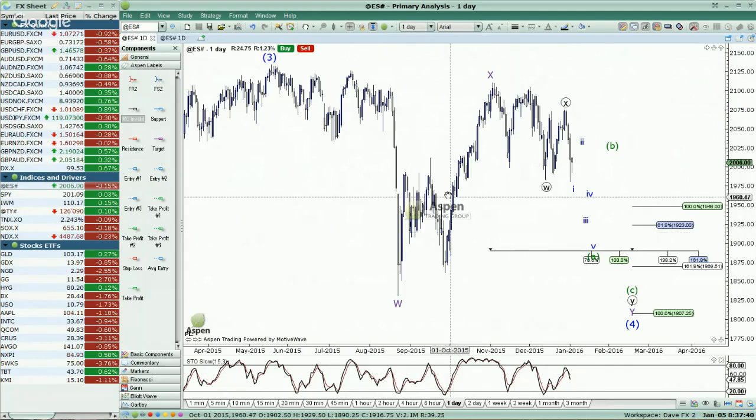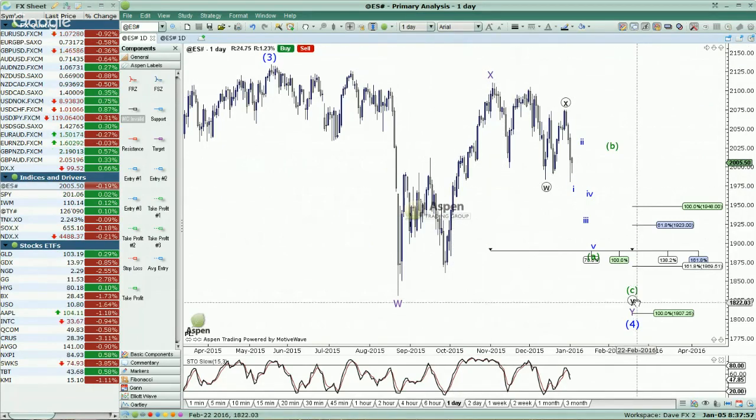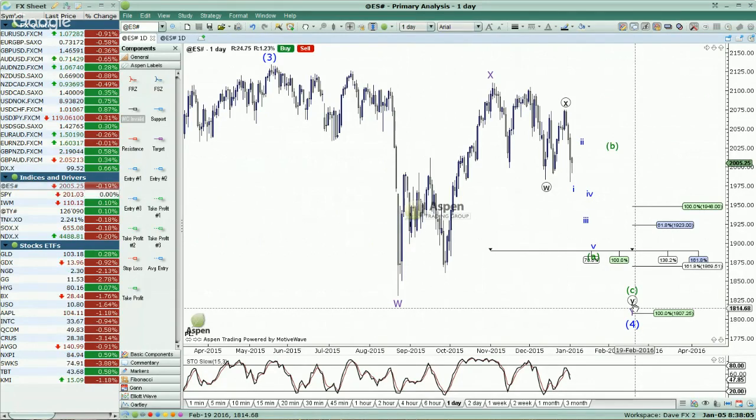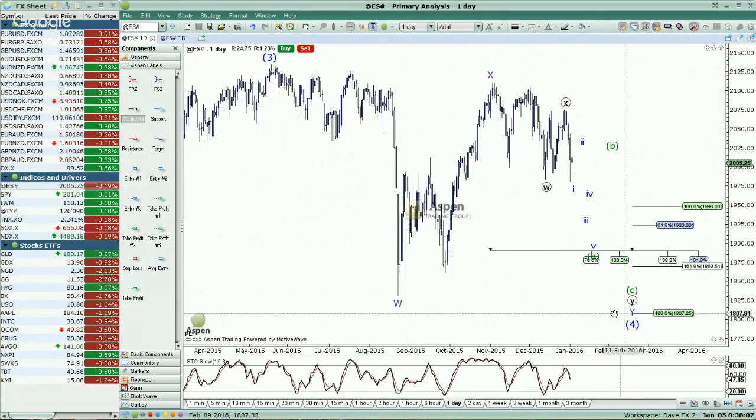But I don't see this move off the lows, which is why I can't really call this the end of wave 4. This is not an impulsive move. Then again, neither is this move to the downside. So what I think it is, is a very complex correction that will ultimately still provide lower levels. So that's my theme in terms of the S&Ps. That's kind of how I see it playing out in the weeks and days ahead.